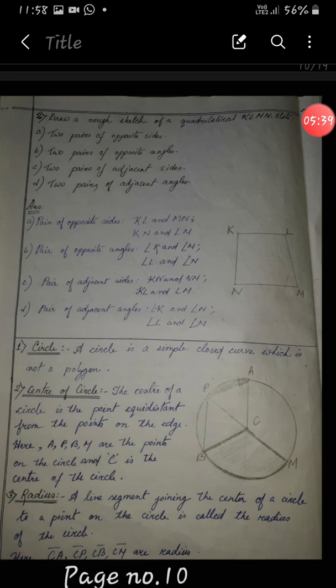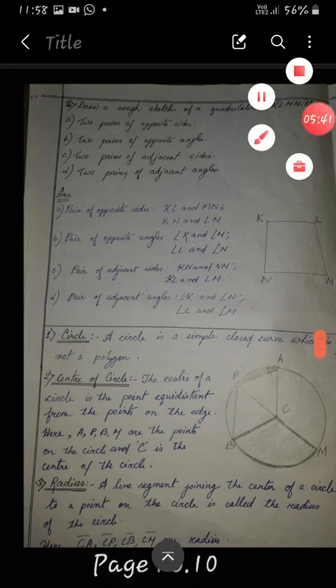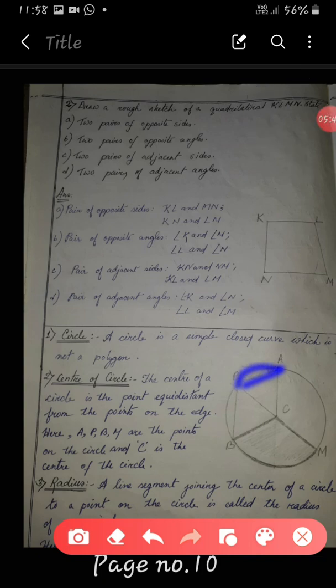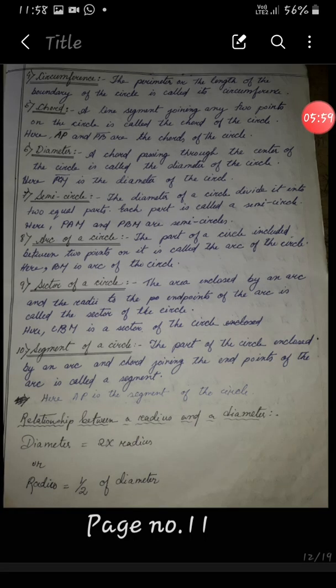So you can see AP is a chord, and when we join the AP chord and the AP arc, this part is formed. This is called the segment. Okay, this is called a segment of the circle.